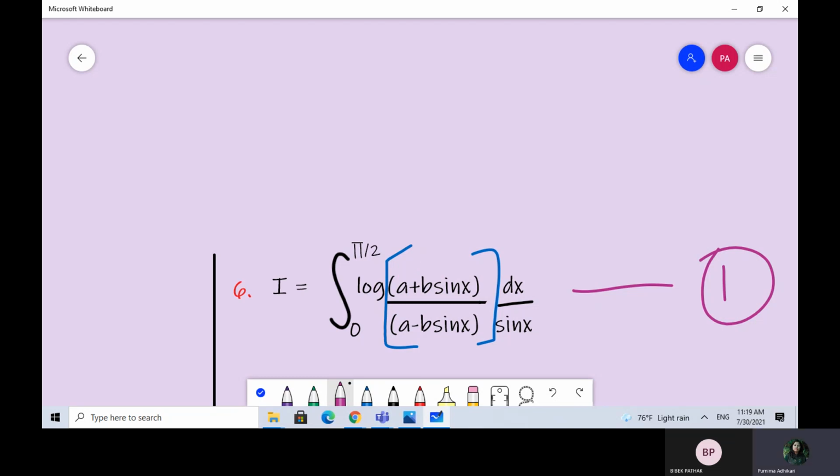Okay, why B? Very good. Here we are going to choose the B parameter. The reason is that we will get rid of the log as well as the sin x. The sin x in the denominator is also creating a problem for us. If you choose A, only the log is eliminated, but if you choose B, the sin x is also eliminated. So it's two birds with one stone. So we will choose B as our parameter of differentiation.